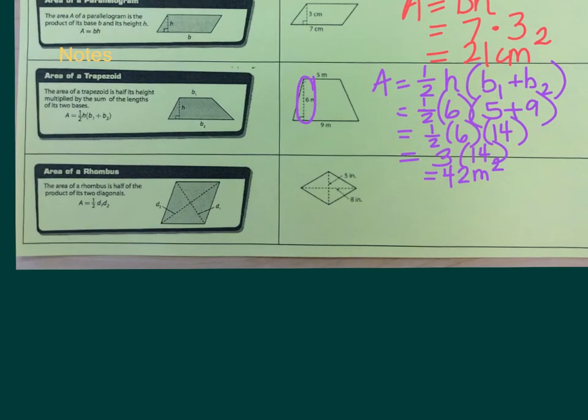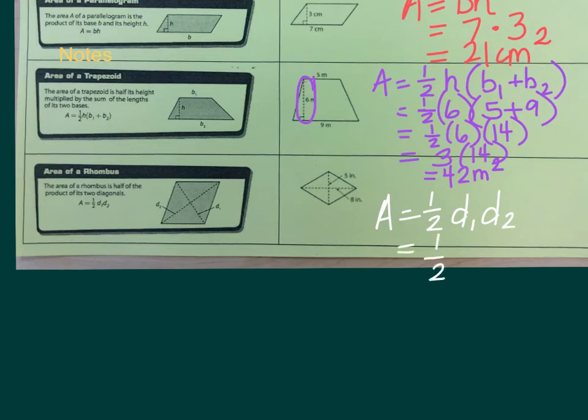So the final one is area of a rhombus. So I'm going to go with that area formula again. First, to make sure my brain is getting a chance to remember, 1/2 times D1 times D2. And that just means diagonal 1 and diagonal 2. So I start with my formula. Now I'm going to substitute in my values.